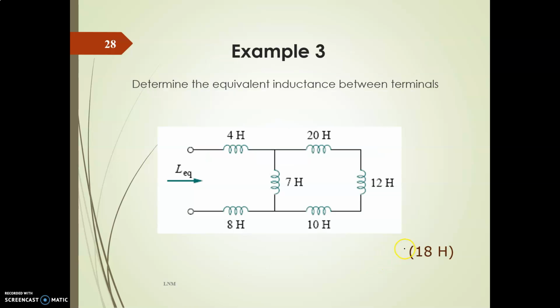Here I give you more than one example. For example here, 20 Henry, 12 Henry and 10 Henry are all in series, so you add up as usual, 20 plus 12 plus 10, and it is in parallel with 7 Henry. You must do the calculation 1 over the last one. Add up as usual, because the 4 Henry and 8 Henry and the equivalent inductance you get here are now in series, so you add up as usual.